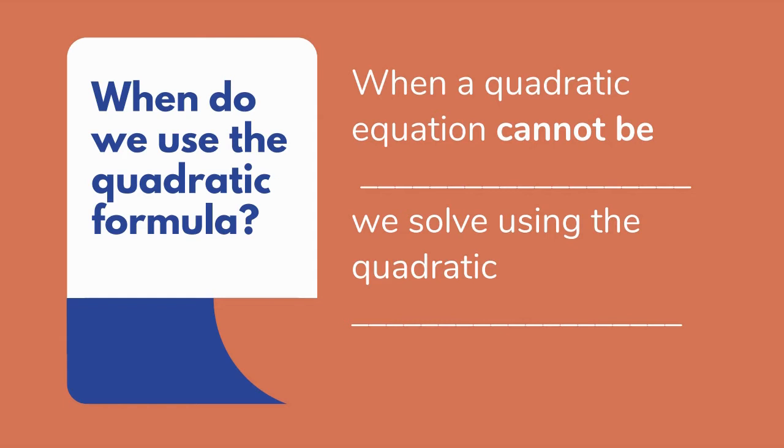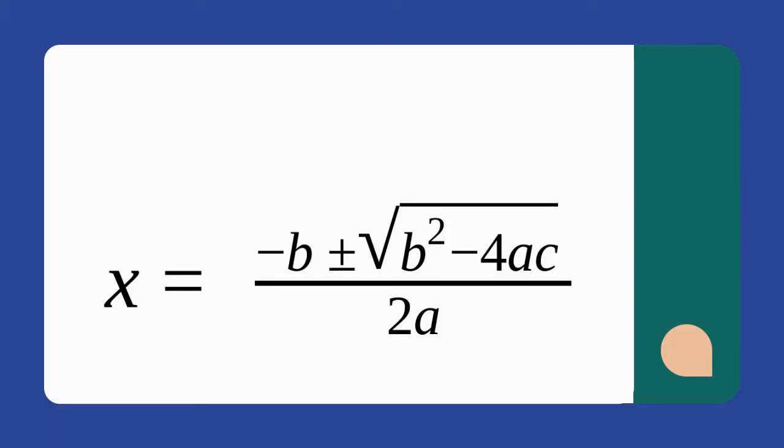So this is where the quadratic formula comes in. When a quadratic equation cannot be factored, we will solve using the quadratic formula. So the quadratic formula is a way for us to find the solutions. Here are the solutions to a quadratic function when it cannot be factored. But before we start using the quadratic formula, let's talk about where each of these variables come from that we will be inputting into the formula.